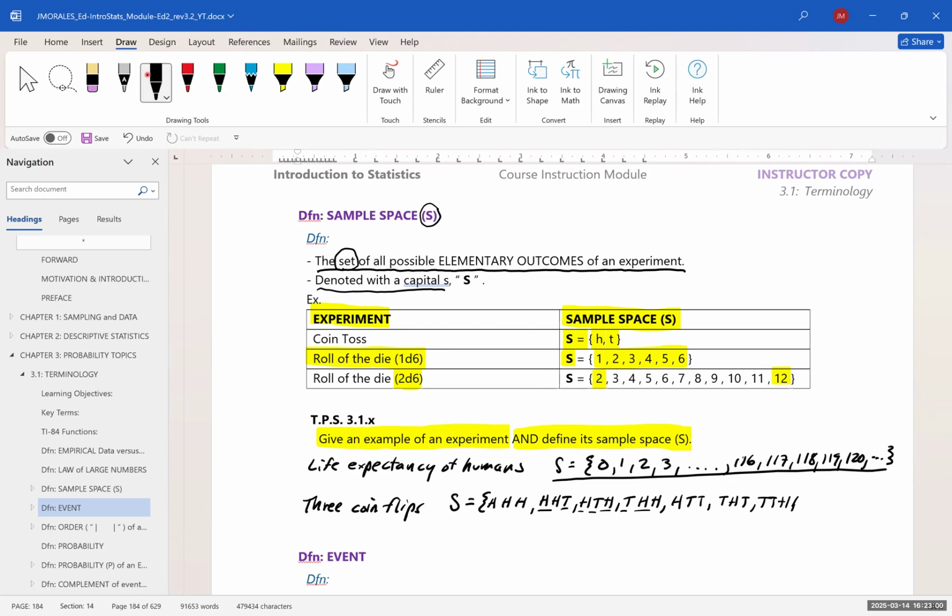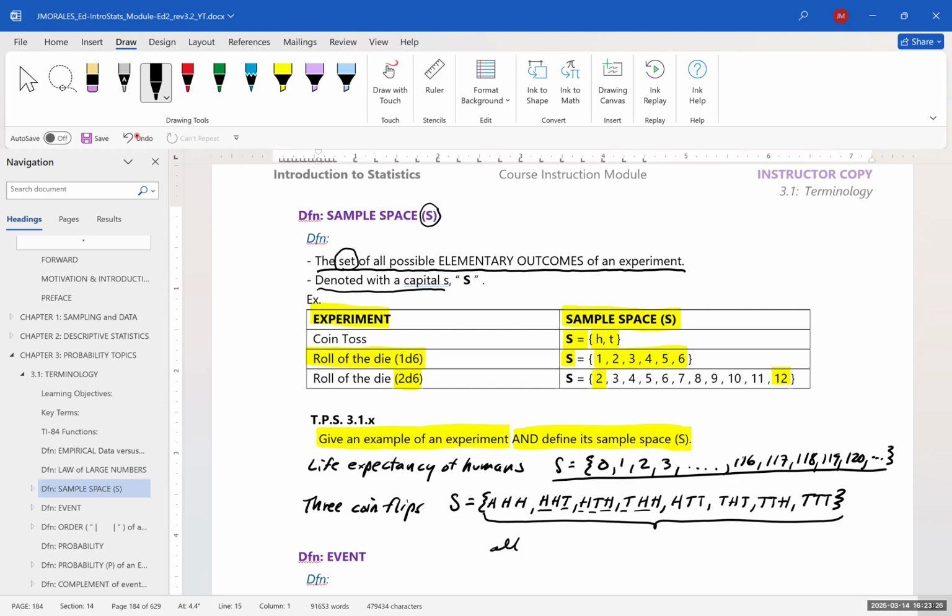So let me put one more. Oh, that's right. Tails, tails, heads. There we go. And then maybe the last elementary outcome of 3 coin flips would be no heads at all. So remember, the sample space represents all possible outcomes of a random experiment.